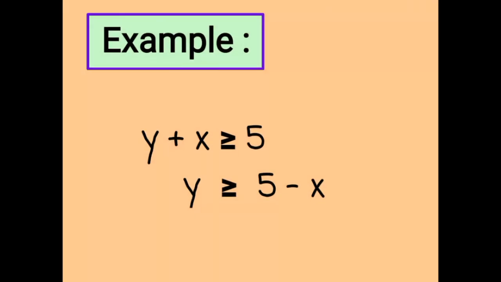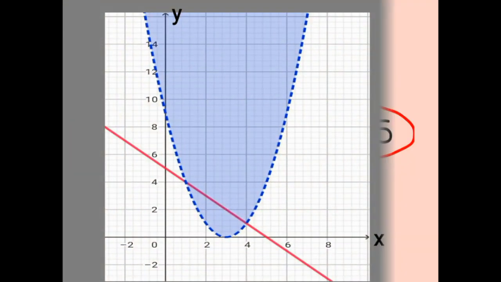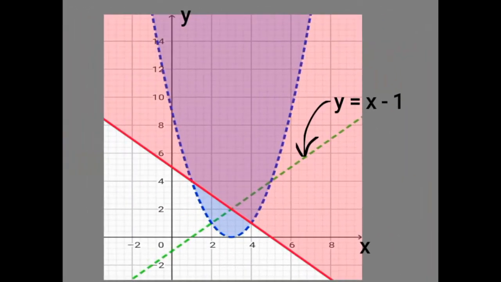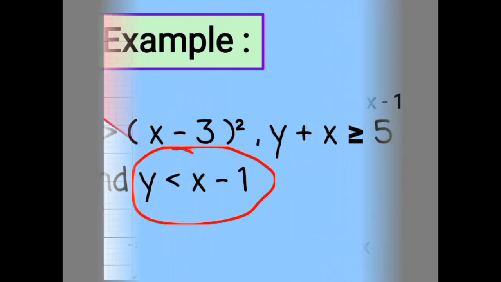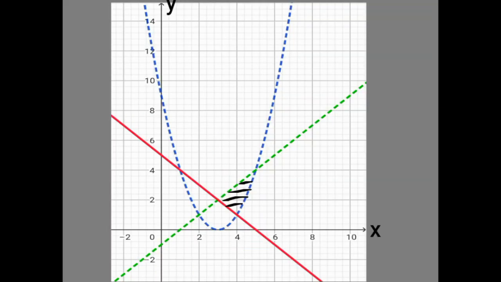So y is greater than or equal to 5 minus x. Draw a solid line for y = 5 - x. As y is greater than or equal to 5 minus x, this includes the graph and the region shaded above the line y = 5 - x. Now, draw a dotted line for y = x - 1. y is less than x minus 1 and this includes the area below the line graph y = x - 1. As you can see, this shaded area is the only part that satisfies the three inequalities.